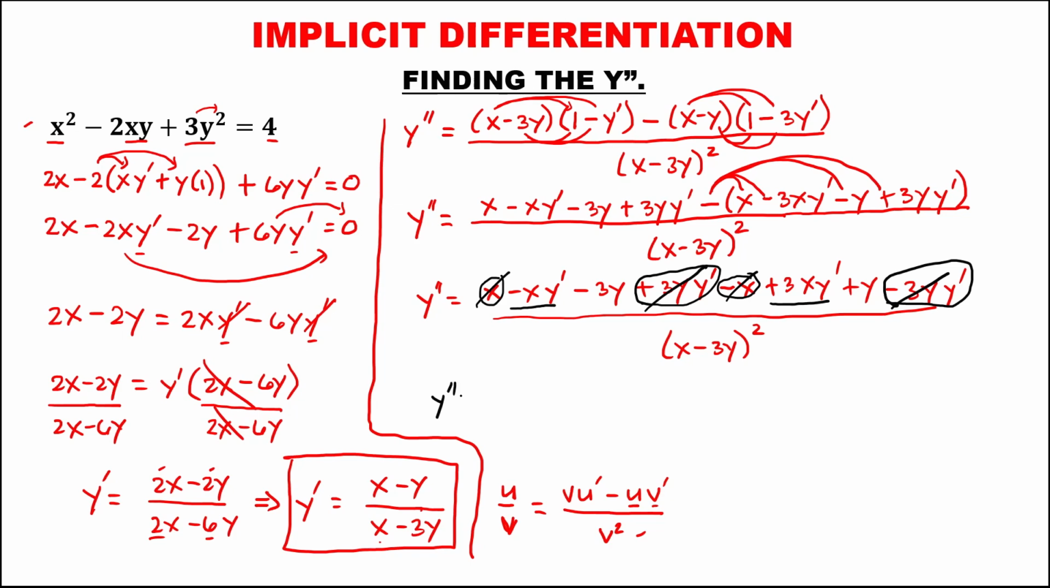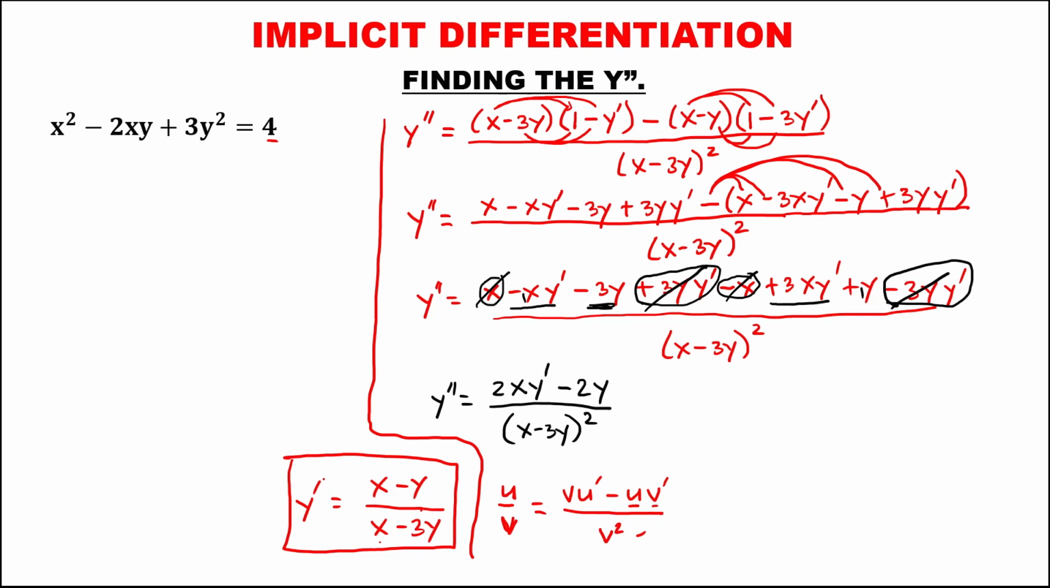So this becomes y double prime equals. So this is 1 and this one is 3. So negative 1 plus 3, that's positive 2, then x y prime. Then for this negative 3 and positive 1, so this is negative 2, then y, then over the quantity of x minus 3y, then to the power 2.